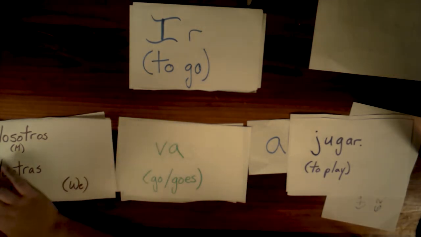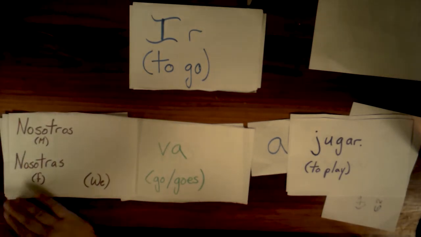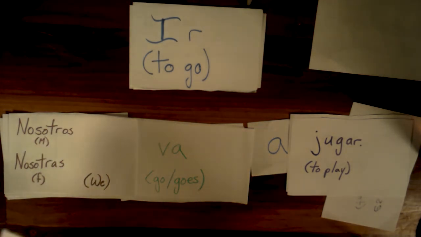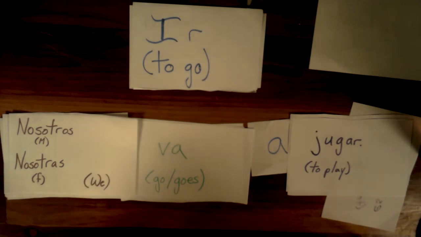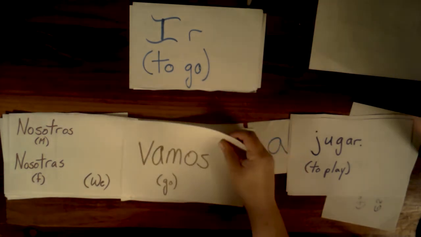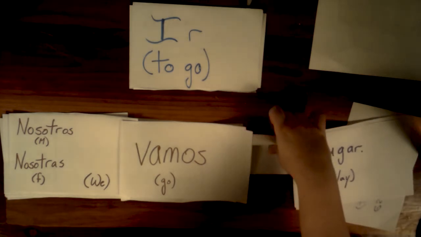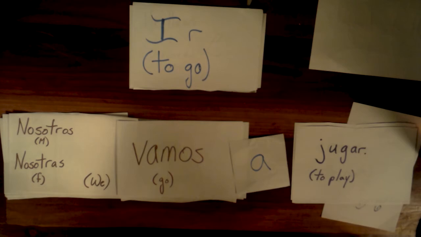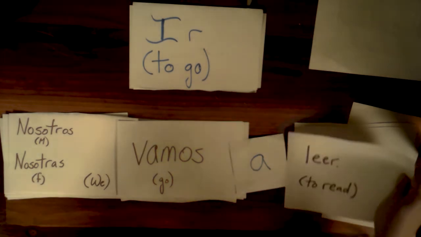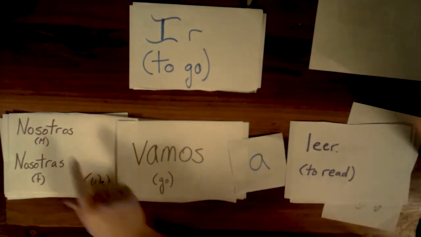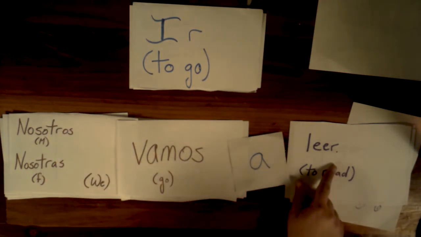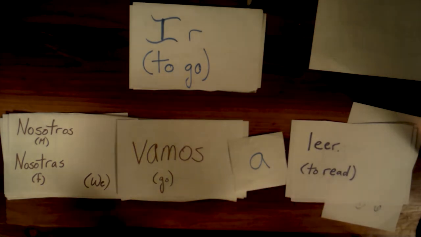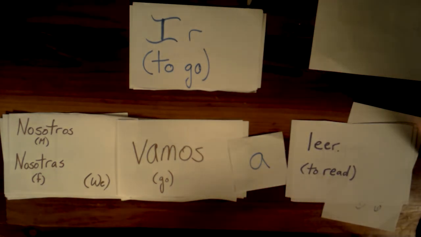Now, nosotros and nosotras, we. We as in a group that includes boys, that would be the masculine, or we as in just a group of girls, nosotras. So nosotros or nosotras vamos. We go. So nosotras vamos a jugar, or nosotros vamos a leer, to read. Nosotros vamos a leer. We are going to read, because of course reading es muy importante.